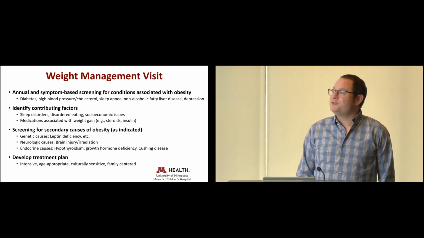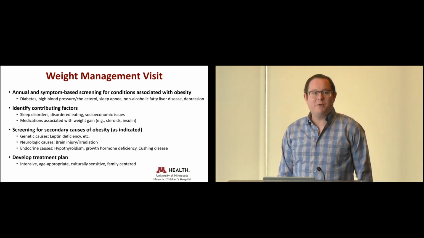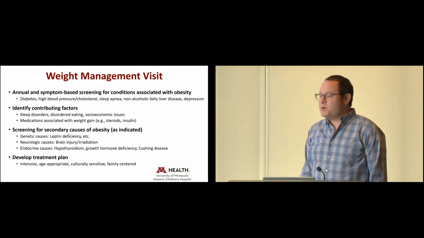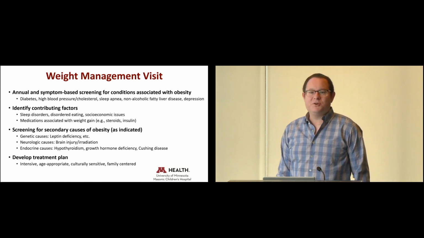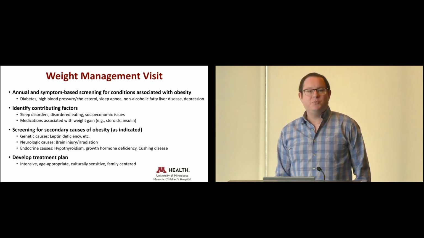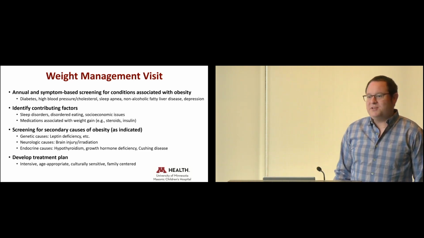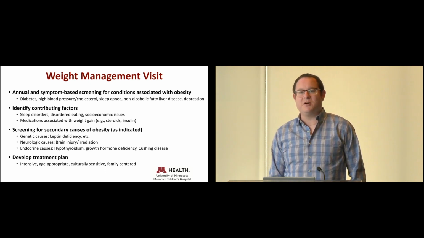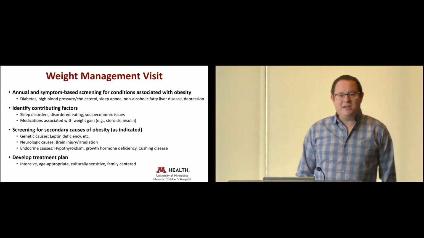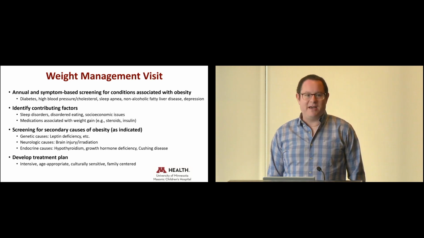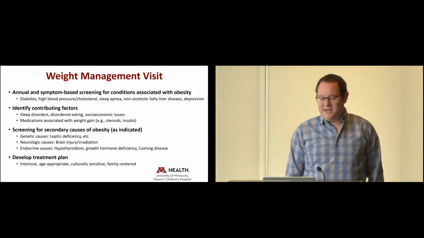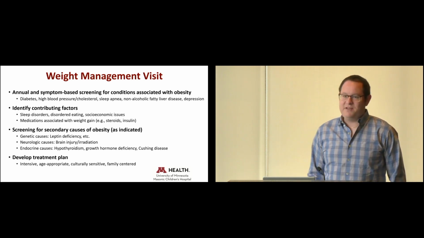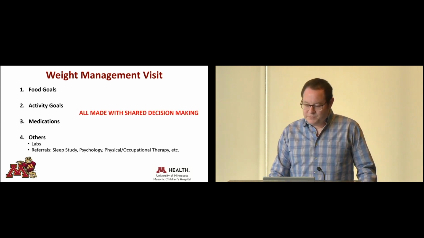But the ones that people generally think about are things like hypothyroidism, so having a bad-acting thyroid, having a growth hormone deficiency, and having something called Cushing's disease, which is where you may make too much of a hormone called cortisol. These are all very, very rare. Especially these endocrine causes are all very, very rare. And then you want to develop a treatment plan. The treatment plan needs to be intensive, age appropriate, culturally sensitive, and family centered.